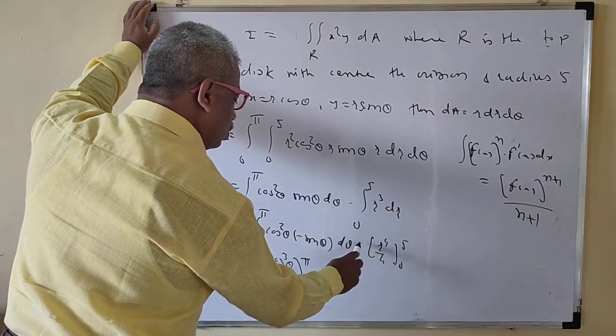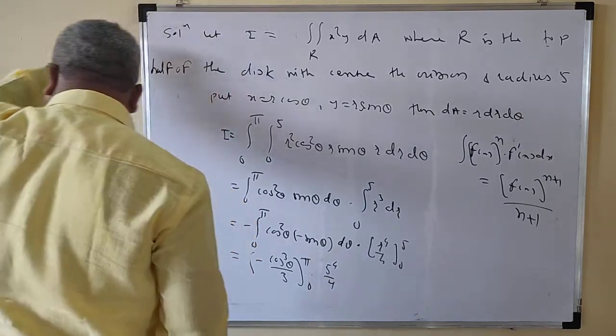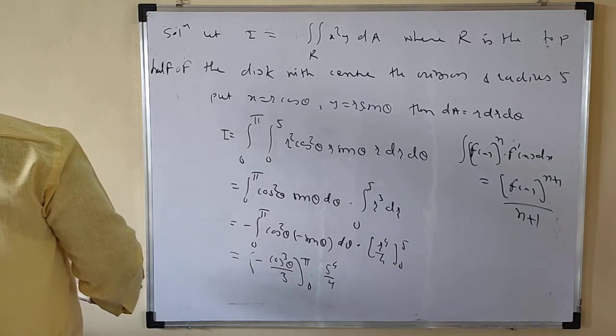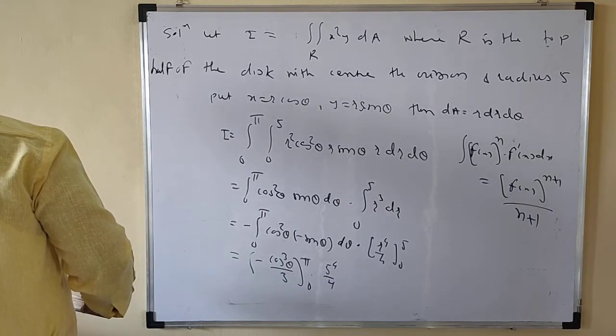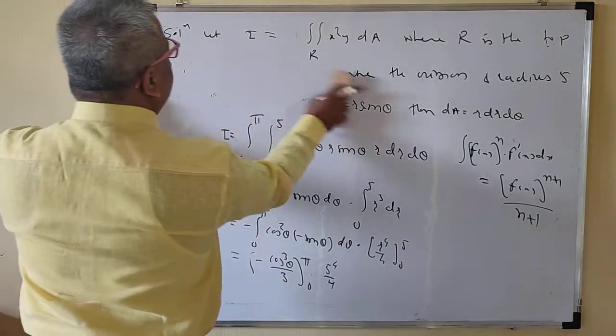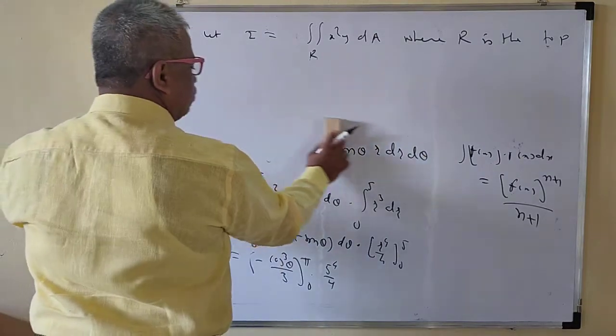Into, this is a product, so this is 5 raised to 4 upon 4. If you are able to do the 4th power, 4th power means 25 into 25, that is 625.